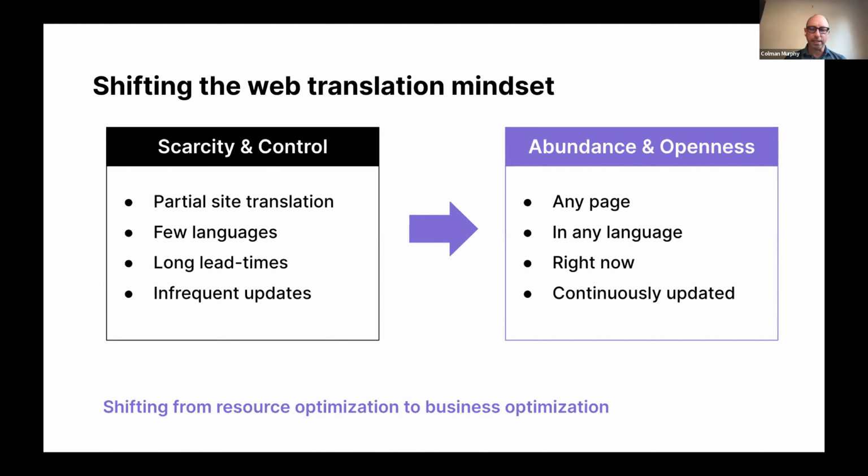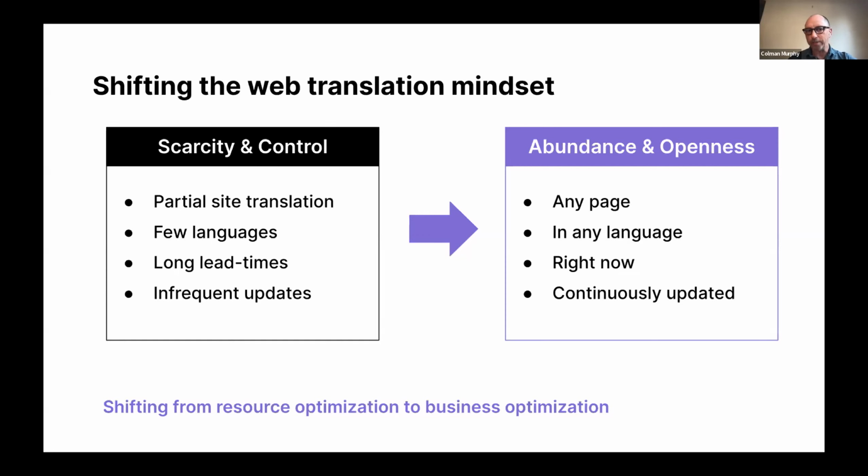So we really want to encourage people today to think about what does that actually mean and how can you shift it? What's the scarcity and control mindset? What's scarce? What are we controlling? It's primarily resources, whether that's human or funding. And that applies whether it's a web team or a translation team or even a regional sales organization. Everybody, there's just not enough money, there's not enough people. So you're always forced to make decisions.